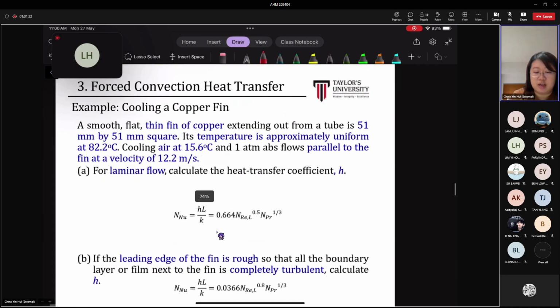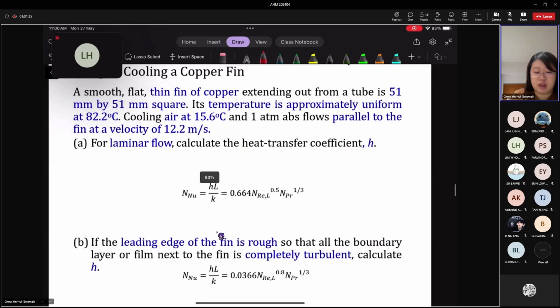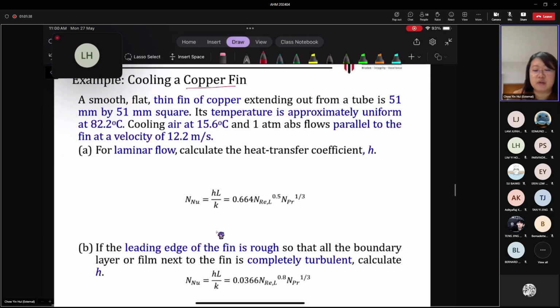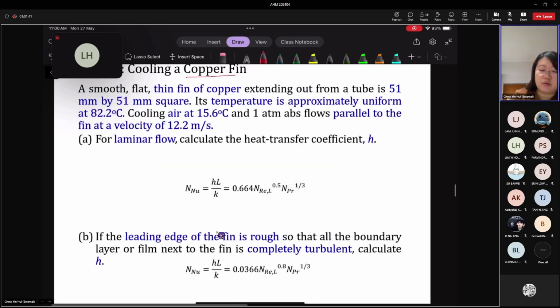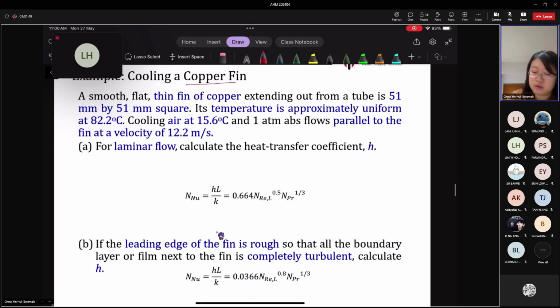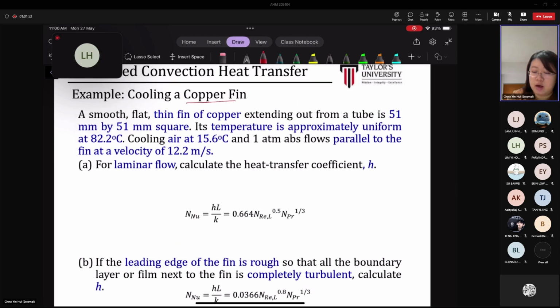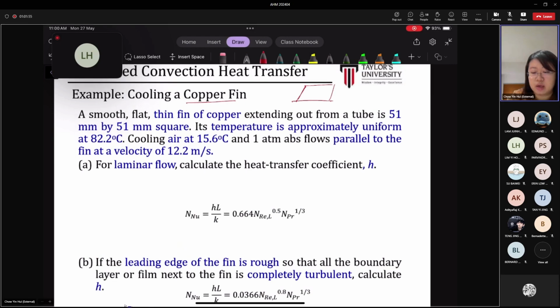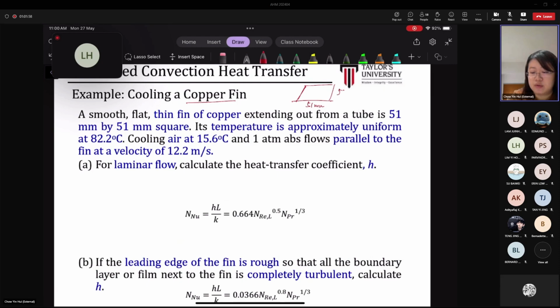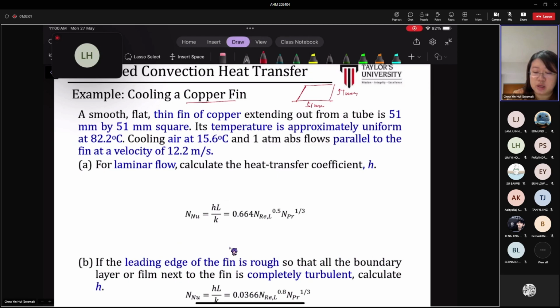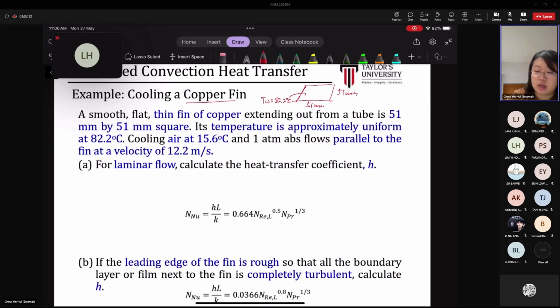So now let's look at the second example we have today, the cooling of a copper fin. Let's say we have a smooth, flat, thin fin of copper extending out from a tube, which is 51 by 51 mm square. So this is 51 mm, this is 51 mm, and its temperature is approximately uniform at 82.2 degrees Celsius. So T wall is 82.2 degrees Celsius.